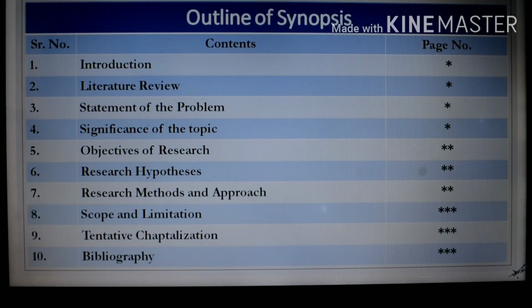The outline of a synopsis is highlighted here. Now I will just read it. Introduction, literature review, statement of the problem, significance of the topic, objectives of research, research hypothesis, research methods and approach, scope and limitation, tentative chapterization. The last one is bibliography.